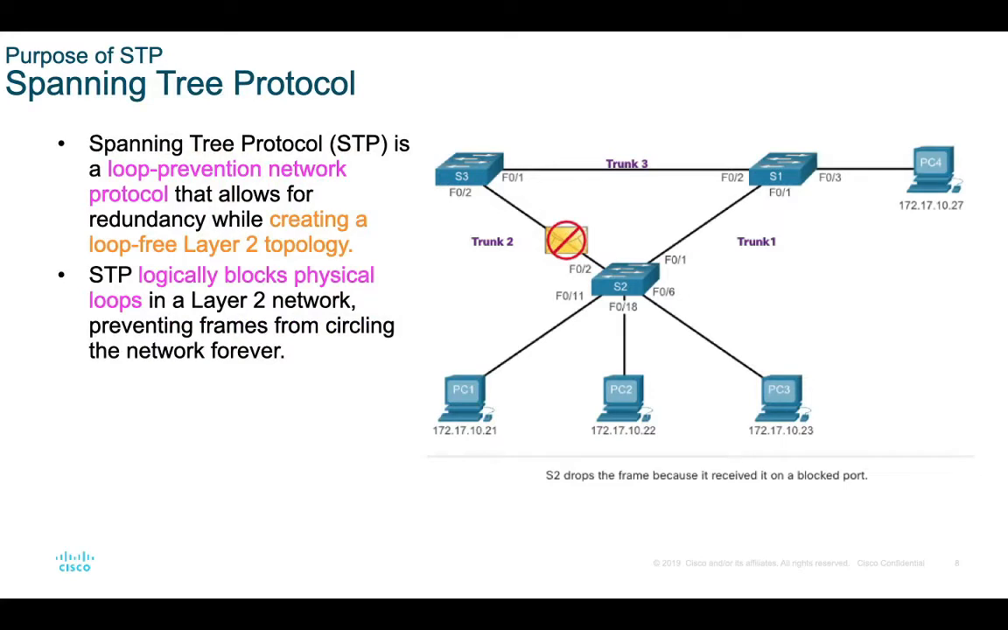Just take a look at this diagram. We have switch 1, switch 2, and switch 3. We have multiple connections from switch 2. In order to go to switch 1, we can go straight through trunk 1 to switch 1, or we can go through trunk 2 and trunk 3 and also reach switch 1. So we have an alternate path here, a backup. But this situation will create a loop.